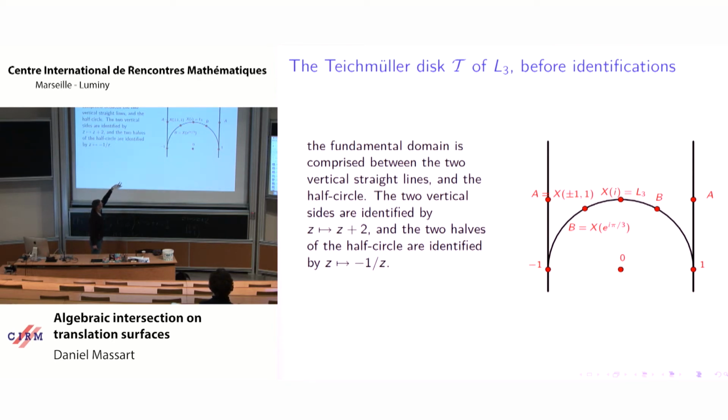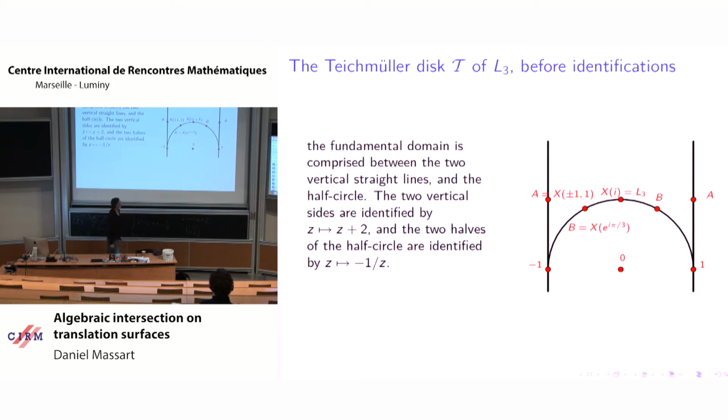Recall that I have 2 generators in my Veech group. One is a translation by 2, which glues the left vertical side to the right vertical side. And another one is z maps to minus 1 over z, which glues one half of the half circle to the other half. And my surface corresponds to the point i. It is invariant by the rotation by pi.